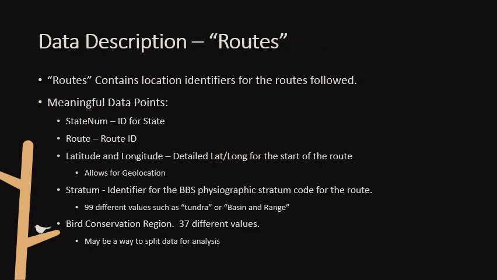Then routes is a separate table that can get joined in. It gets connected in on the state number and the route. And it provides the detailed latitude and longitude for the start of the route, so that allows us to geolocate, to locate what county a route is in, that sort of thing. There's also some stratum and region data that tells us about the area. What kind of land is it? Is it tundra? Is it a basin? Is it field? That sort of thing.